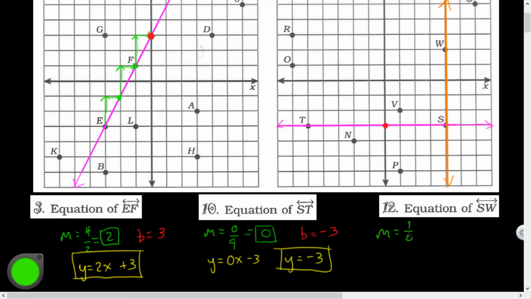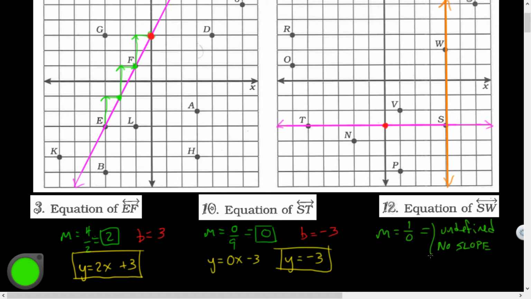And if I try to write 1 over 0 or 10 over 0 or whatever over 0, I get a slope that is undefined. All right, a vertical line is so steep, we would say that its slope is undefined. We could also say that it has no slope. No slope. Those are both correct ways to describe that.